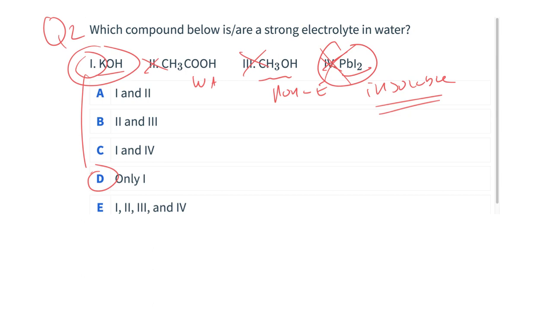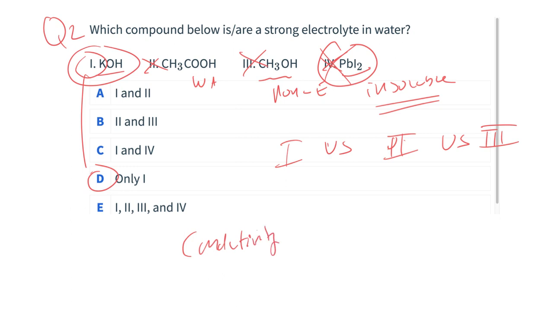Now, if we wanted to rank, let's say you could put 1, 2, and 3 into solution, 4 doesn't go into solution, so it doesn't have a property of a thing in solution. If you wanted to rank 1 versus 2 versus 3 in terms of conductivity or electrolytic nature, compound 1 is going to have the greatest conductivity because it has the most ions in solution. It's the most electrolytic.